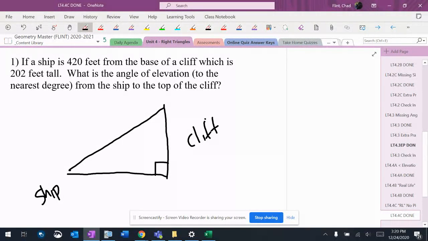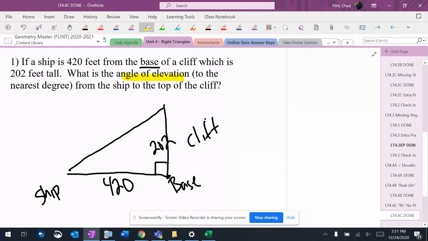All right, it says the ship is 420 feet from the base of the cliff. I'm not sure I know where that goes. The cliff is 202 feet tall. I'm sure the 202 goes there. All right, so 202 feet. What's going on here? Well, base of the cliff, base really means bottom. So I put the base word right there. If I got to have the base of the cliff, it'd be at the bottom. And the ship, it says, is 420 feet away from the base of the cliff, which means that 420 should go right there. All right, so now I've got stuff where it makes sense.